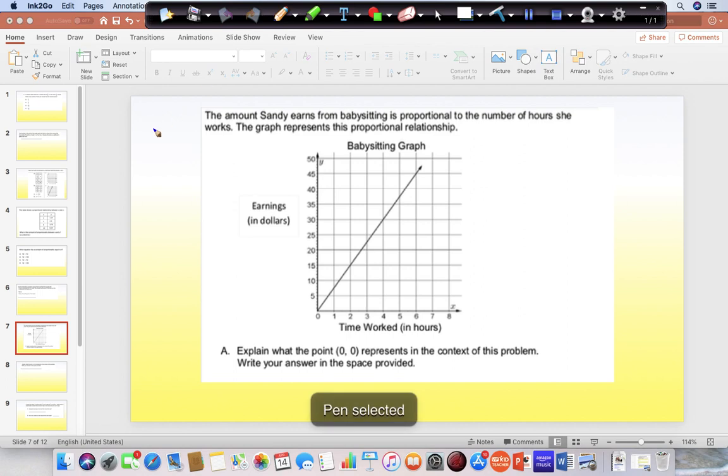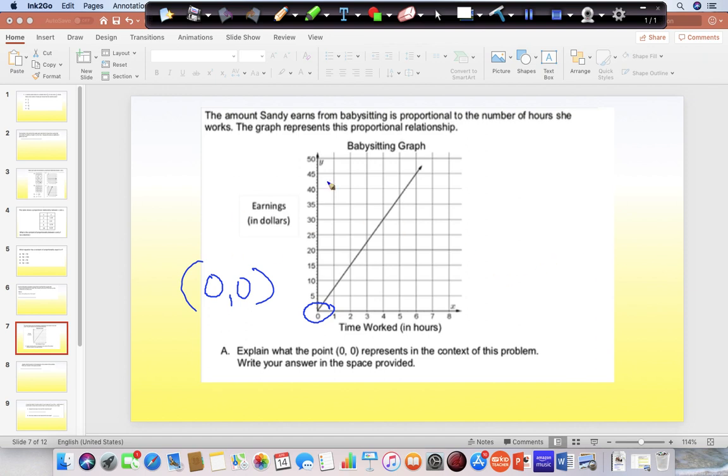Okay. The amount Sandy earns from babysitting is proportional to the number of hours she works. The graph represents this proportional relationship. Remember, a proportional relationship means that it forms a straight line, and that line passes through the origin, which is at 0, 0. Okay, it says explain what the point 0, 0 represents in the context of this problem.